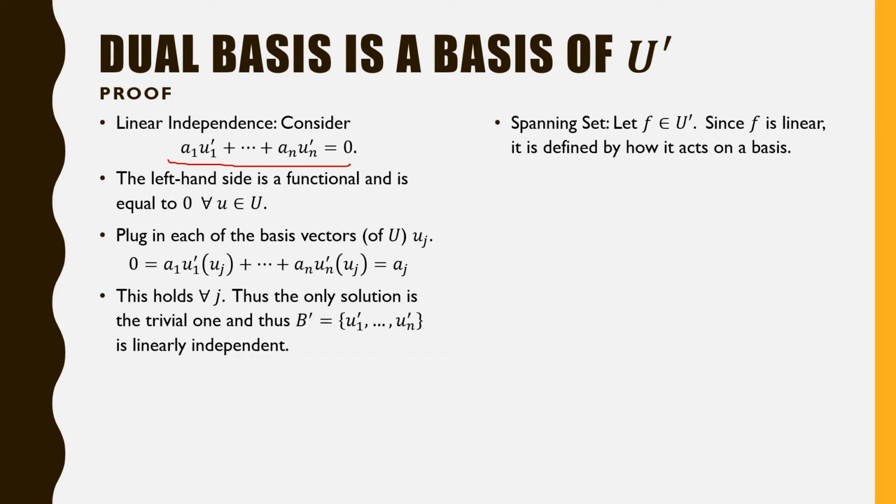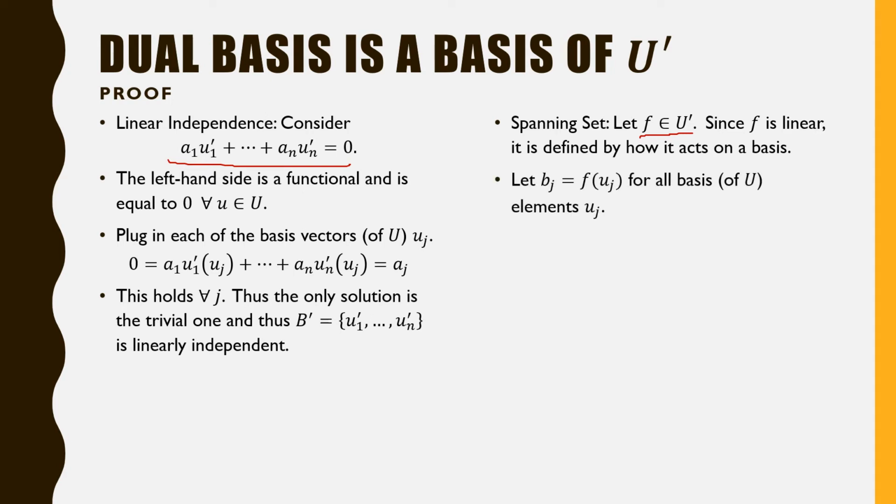To do this, we'll start with an arbitrary element f in the dual space. If we can show that f can be written as a linear combination of the u1 prime to un prime, then we've shown that they span all of U prime. This is because f is an arbitrary element of U prime. Now remember, f is a linear functional. In particular, it is a linear function, and hence is completely defined by how it acts on a basis.